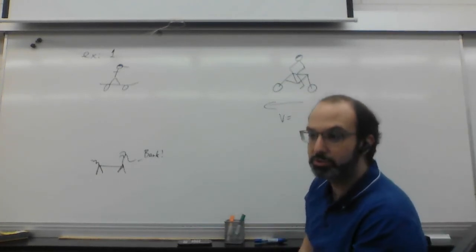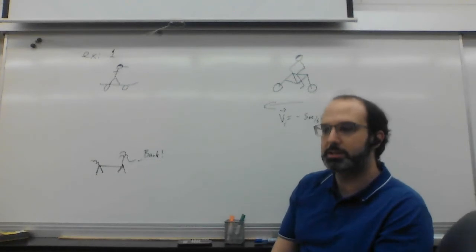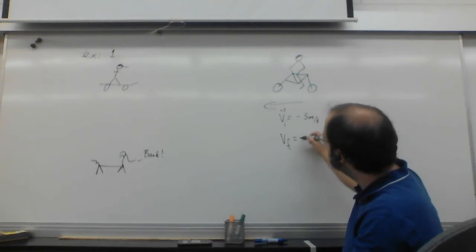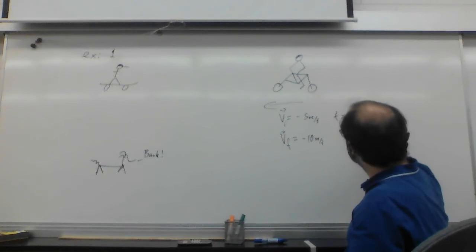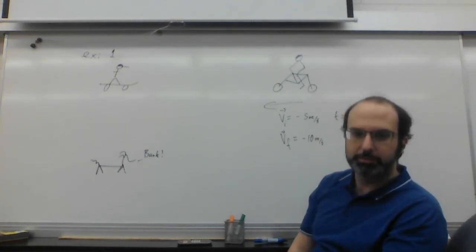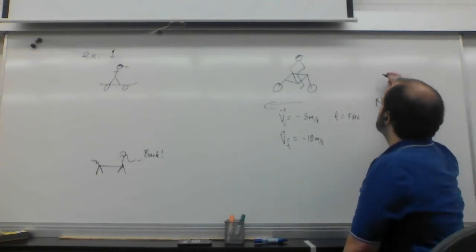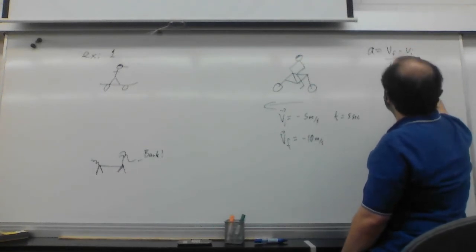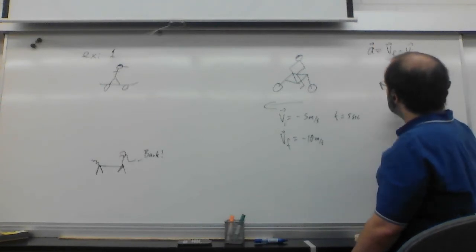It says here that his initial velocity is 5. So this is negative 5 meters per second, and this is VI. Then it says that over the next 5 seconds, he increases his speed to 10. So VF is negative 10 meters per second, and the time is 5 seconds. So what's happening? Well, we've got our givens, so then we write down our formula: A equals VF minus VI over TF minus TI. Put some arrows on there because they're vectors. Then I start filling in the numbers.